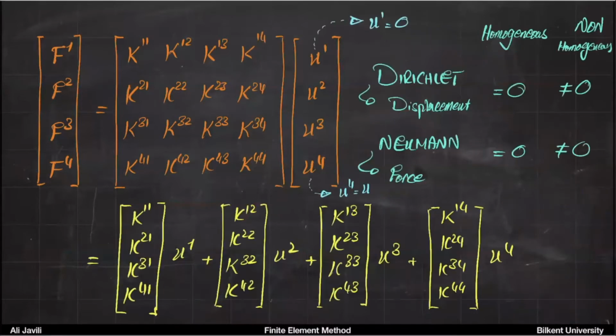But then we learned that usually you have two types of boundary conditions. They are either Dirichlet boundary conditions or Neumann type boundary conditions. Dirichlet boundary conditions may be homogeneous or non-homogeneous, but they are displacement type. And Neumann type boundary conditions are force type. If you apply forces, they could be, again, homogeneous or non-homogeneous.